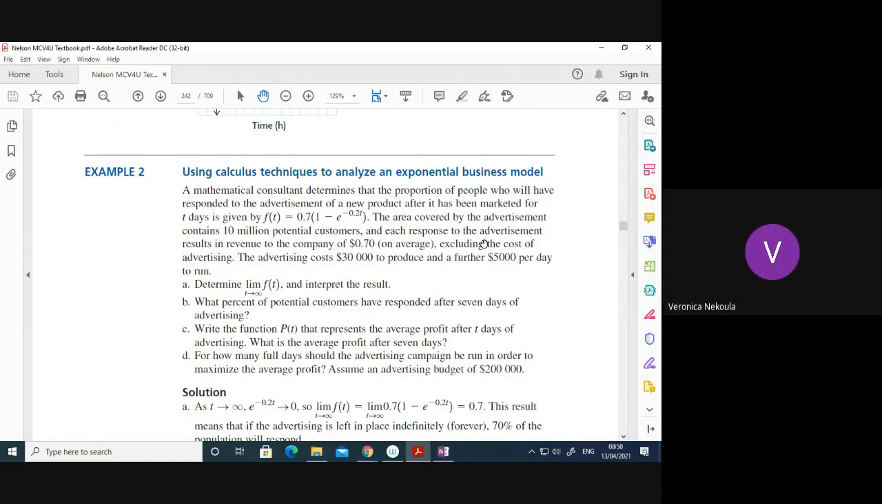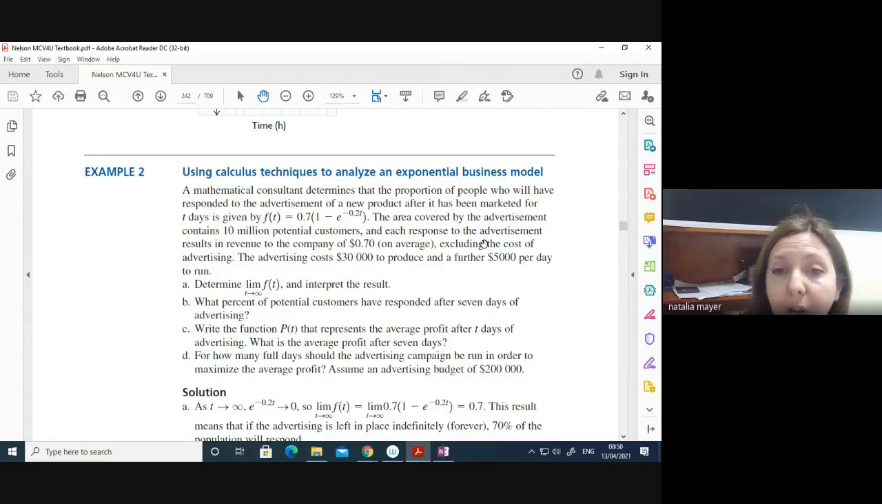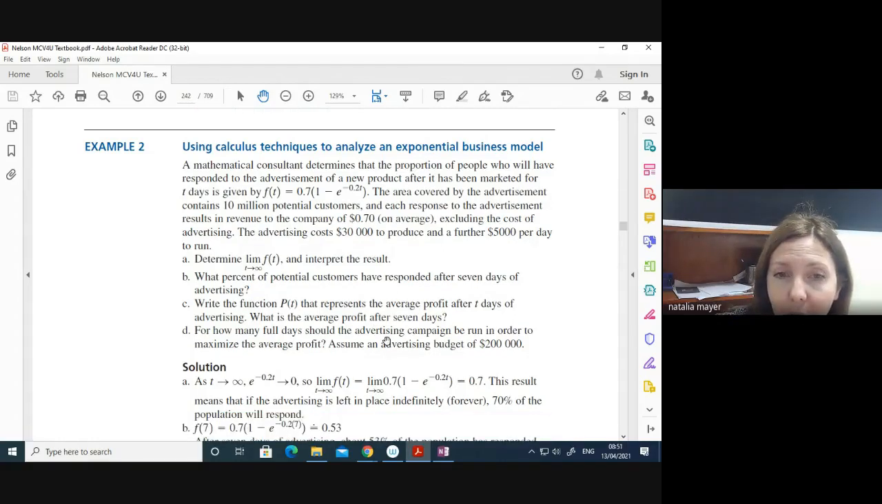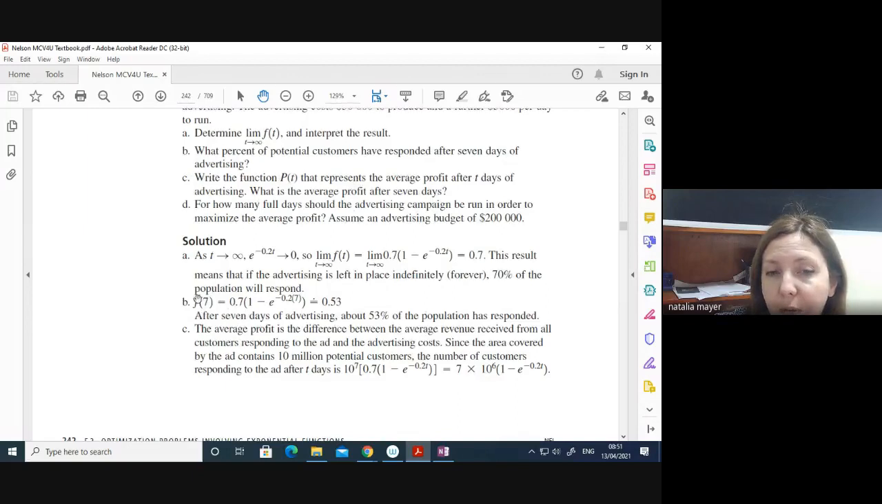You just sub 7 into the function f of t, exactly. So this question is easy, just f of 7.